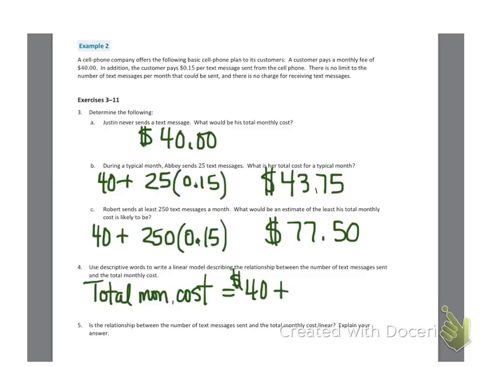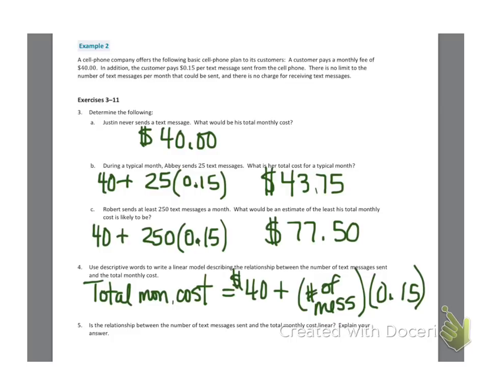plus the number of text messages, so it's just what we did on those others, number of messages times 15 hundredths or 15 cents per message. So total monthly cost is $40, the flat rate, plus the variable rate, which is the number of messages times 15 cents. Okay, so I could use that formula to find the cost for any number of text messages.